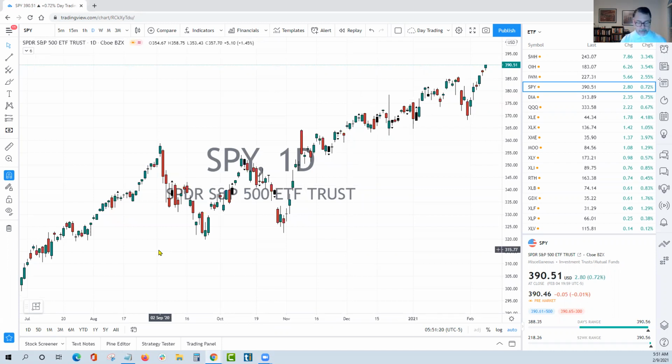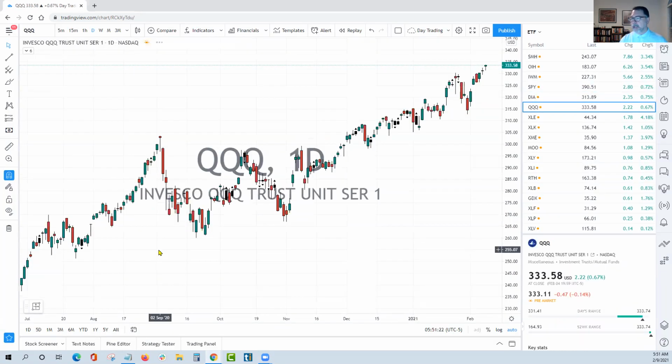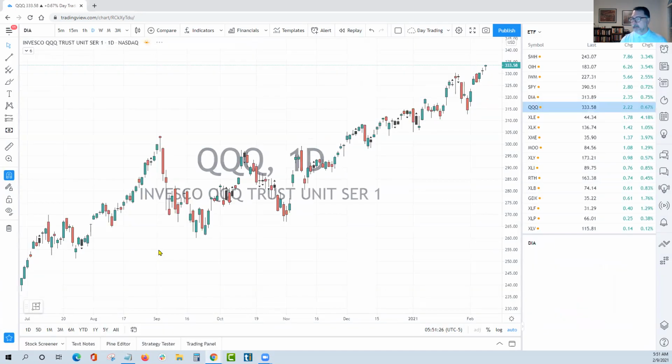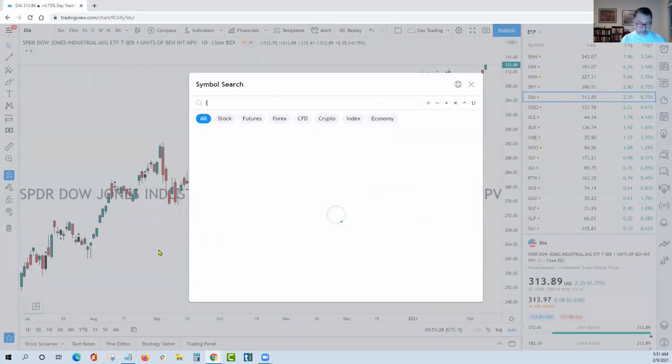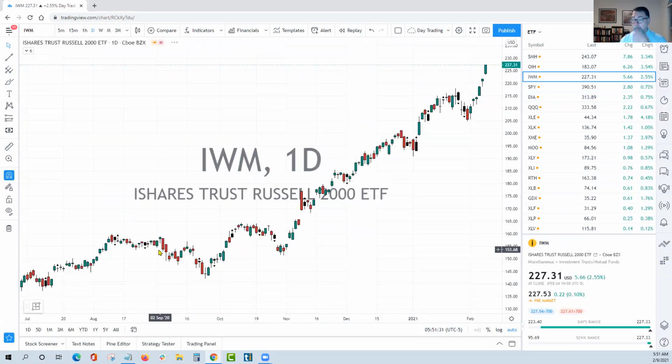So I'll be looking at the SPY ETF, then I'll be looking at the Qs, then I'll be looking at the diamonds, and then I'll be looking at the Russell 2000 small cap stocks. So as you can see right now, all of them are at or near all-time highs. So what's interesting now is most newer traders will be looking at their platform.